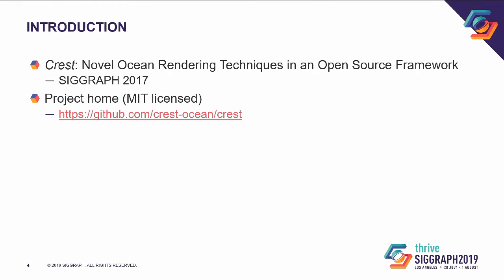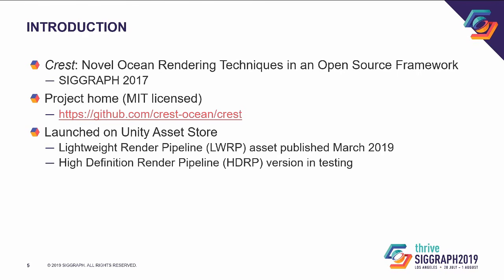We kept the core open source so that all of the techniques I present today are available online, and there is a link. In addition to the free version, we published a lightweight render pipeline version to the Unity Asset Store in March, and we have an HDRP version in the pipeline. Crest is primarily targeted at PC and console platforms, and we'll revisit this point later.